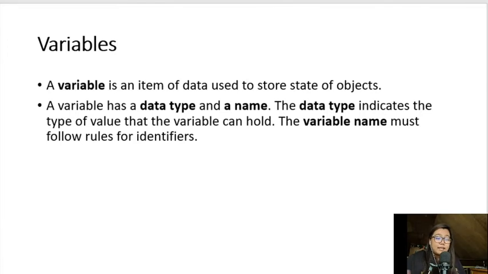It is an item of data used to store the state of objects. The variable has a data type and a name. The data type indicates what type of value the variable can hold, and the variable name must follow the rules for identifiers.